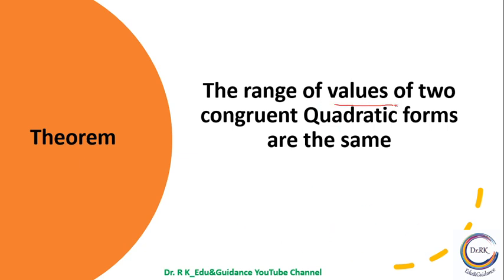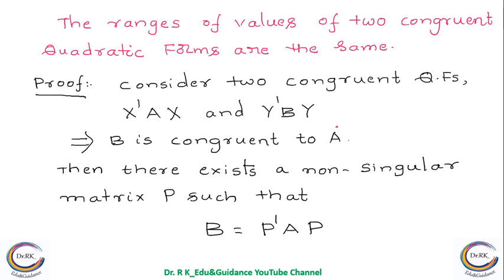So next theorem is the range of values of two congruent quadratic forms, right? The range of values of two congruent quadratic forms are the same. So we have to take two quadratic forms and we have to prove that the range of the values that these two take are one and the same, right? How to prove it, right?